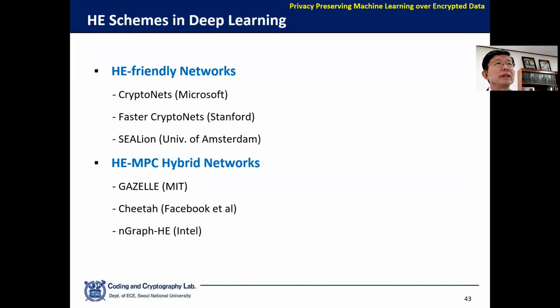HE schemes in deep learning. So HE-friendly networks are CryptoNet by Microsoft, faster CryptoNet by Stanford, SEALion by University of Amsterdam, and the HE combined with the MPC hybrid networks are Gazelle by MIT, Cheetah by Facebook, and nGraph-HE by Intel. This is the example of HE-friendly network.